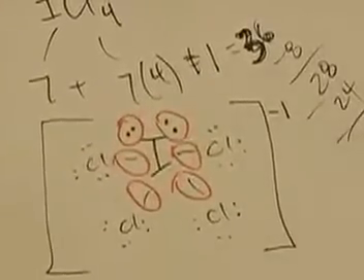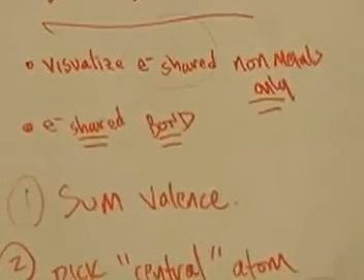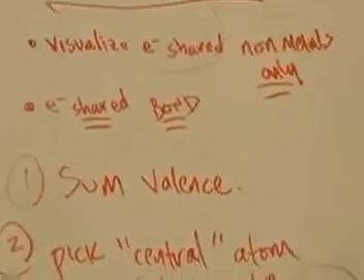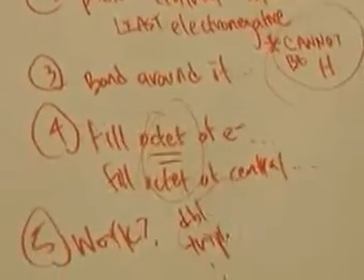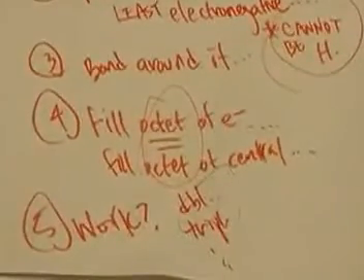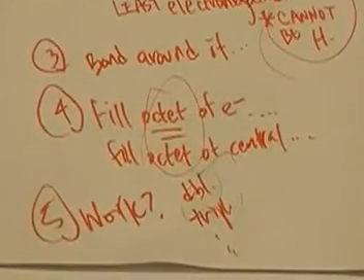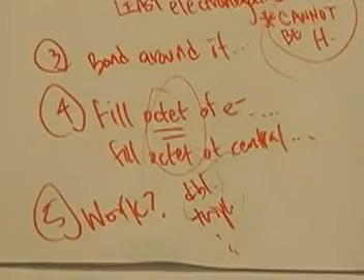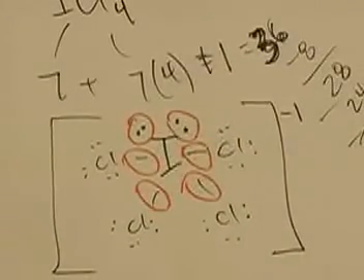So, summarizing. Lewis electron dot structures, ladies and gentlemen, help you visualize electrons shared. It only happens in nonmetals. Remember, it only happens in molecular covalently bonded things, and electrons are shared. Sum of the valences, pick the central atom that's the least electronegative, can't be hydrogen, bond around it, fill the octet of the central. If it doesn't work, try double or triple. And we talked about 3 exceptions: less than an octet, odd number of electrons, and of course expanded octet guys like this. Good luck with your Lewis electron dot structures.